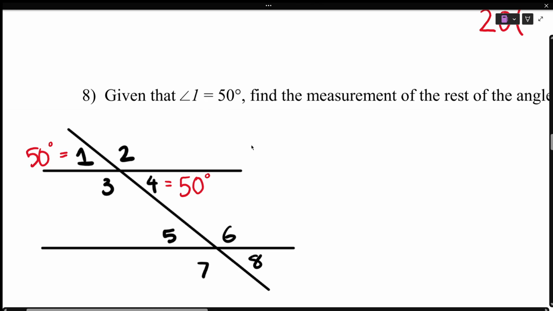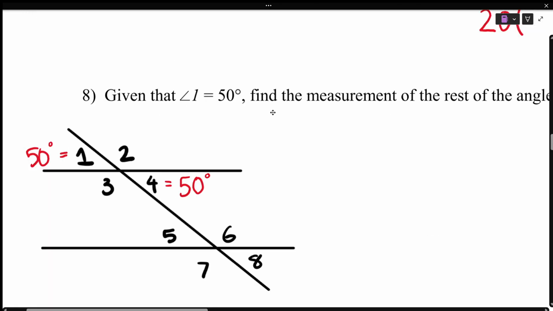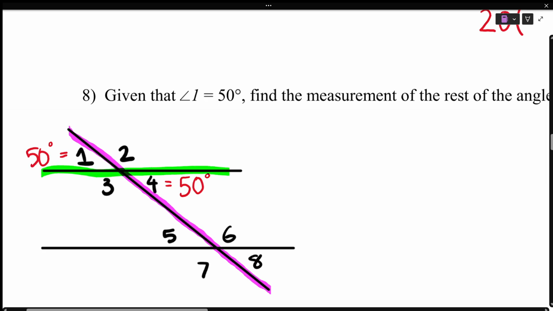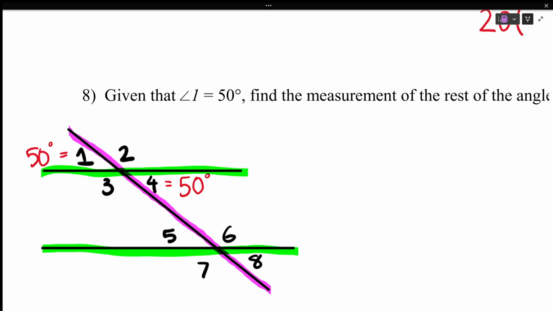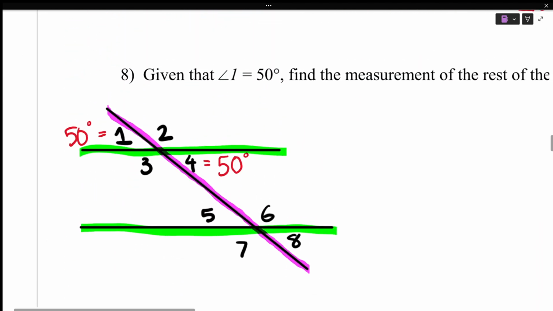4 and 5 are on the interior. Oh, I'm sorry. The interior, and this is the transversal line. These two are the parallel lines. Right, so 4 and 5 are on the interior of the parallel lines, but then they're on alternate sides of the transversal. So that's alternate interior angles. Those have to be equal to each other. So alternate interior angles have to be equal. So, okay, that means angle 5 is also 50 degrees.